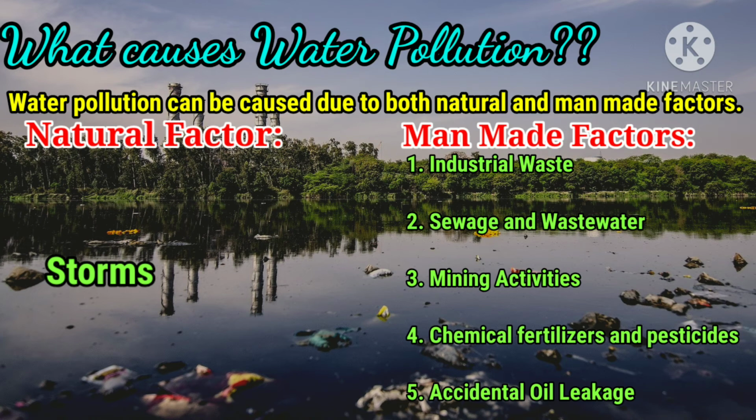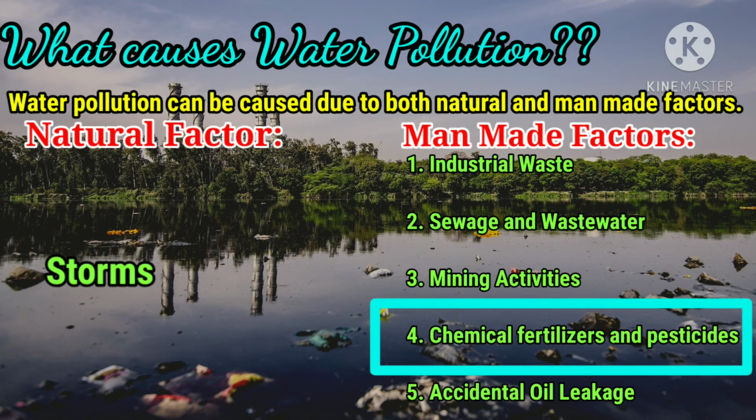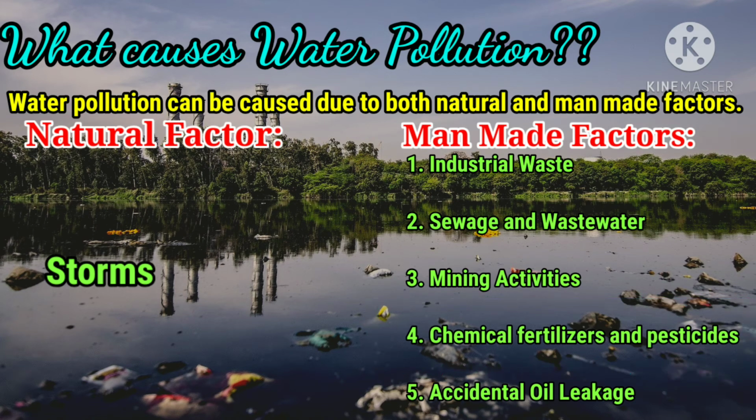The next factor responsible for water pollution is chemical fertilizers and pesticides. Actually, they are used by farmers to protect crops from insects and bacteria. They are useful for the plant's growth. However, when these chemicals are mixed up with water, they produce harmful pollutants for plants and animals.